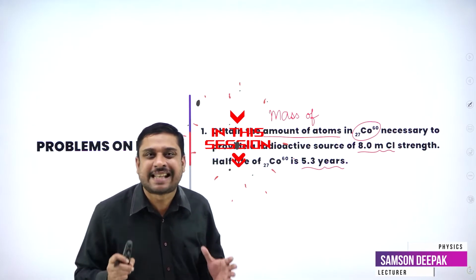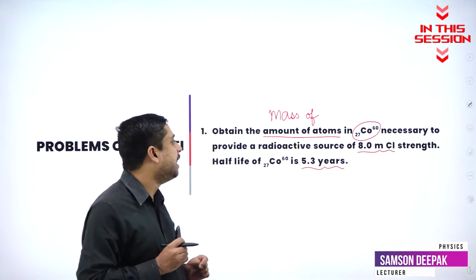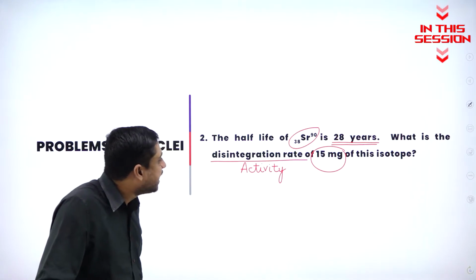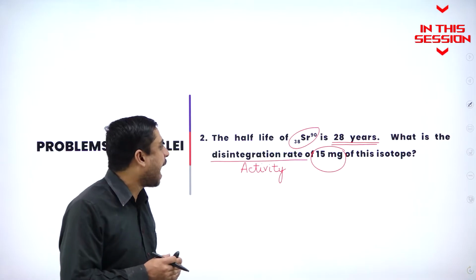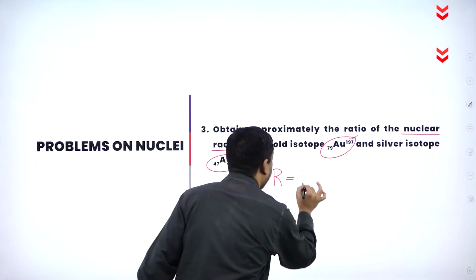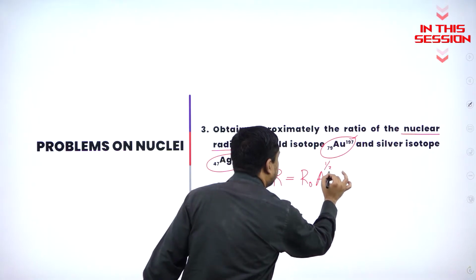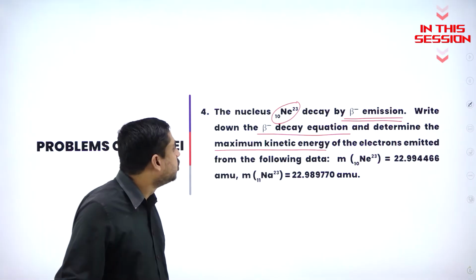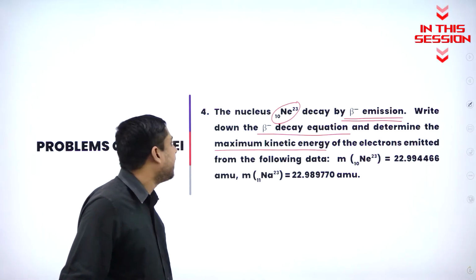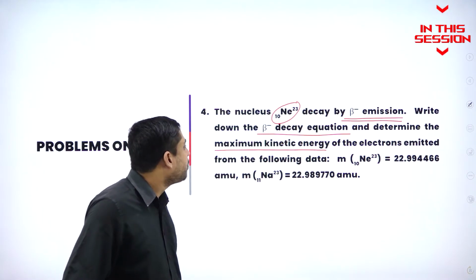Activity of the sample is very clearly given, 8 millicurie. What is the disintegration rate of 15 milligrams of this isotope? R equals R naught A to the power 1 by 3. Calculate maximum kinetic energy of the electrons emitted in the process.